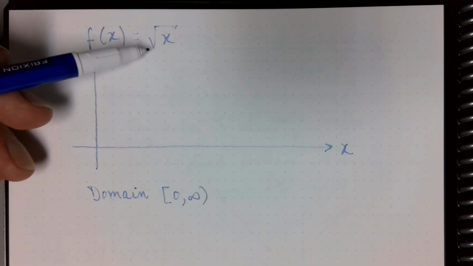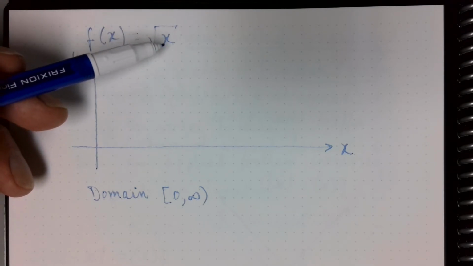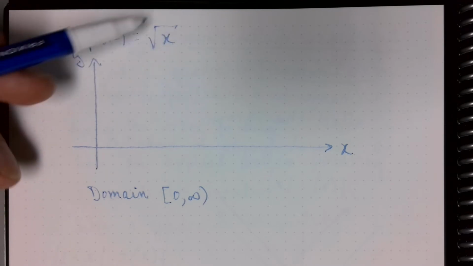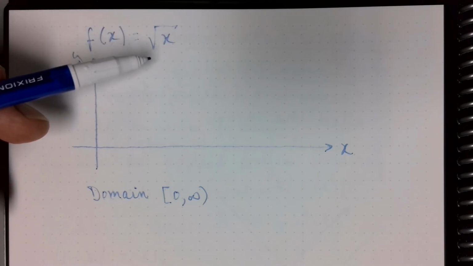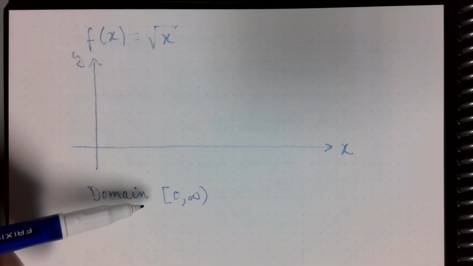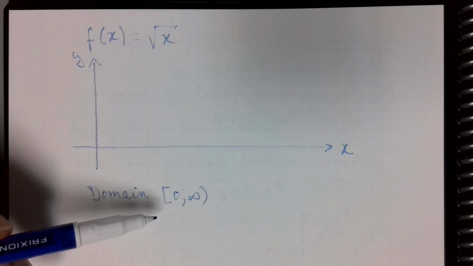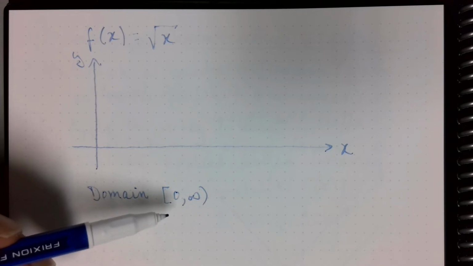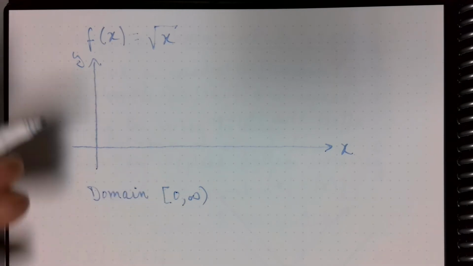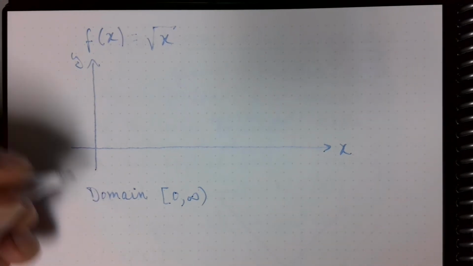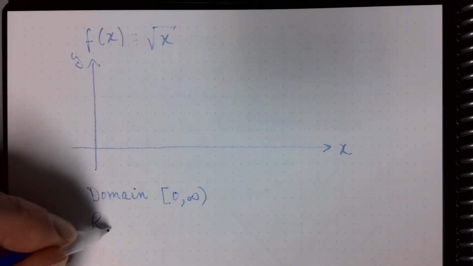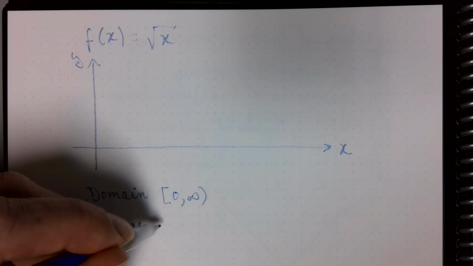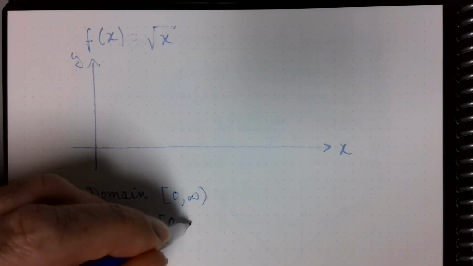Well, the instructions for the function tell me to look at my number and then take the square root of that number. And as we know, if we take the square root of a negative number, we get a complex number answer. So we're going to want to restrict ourselves to positive, or at least non-negative inputs only. And it happens that the range is also 0 to infinity.